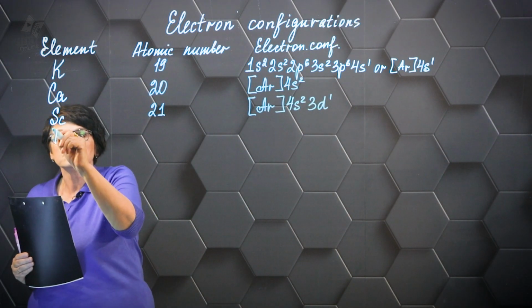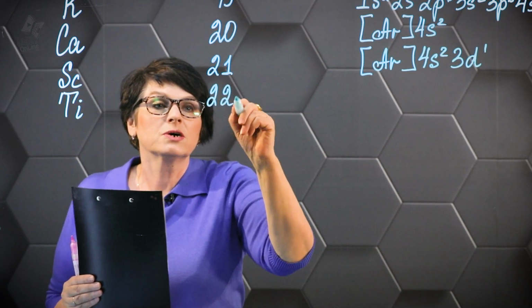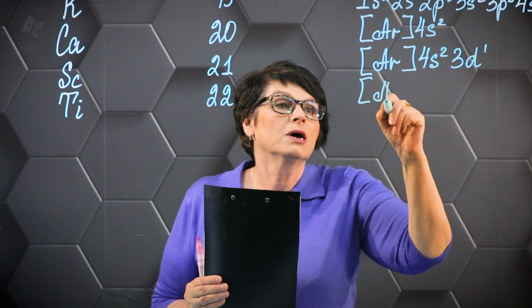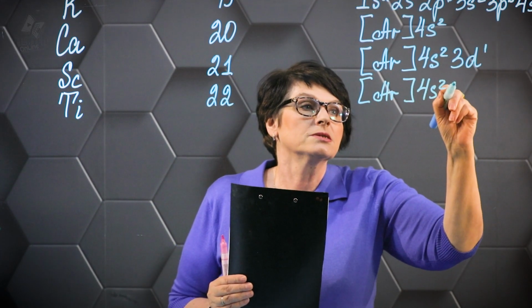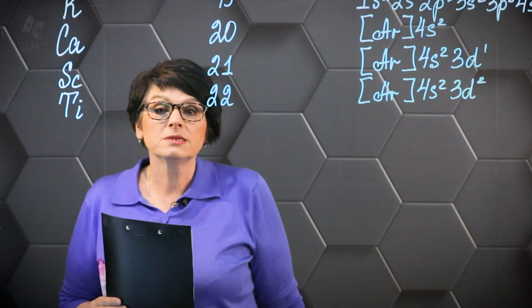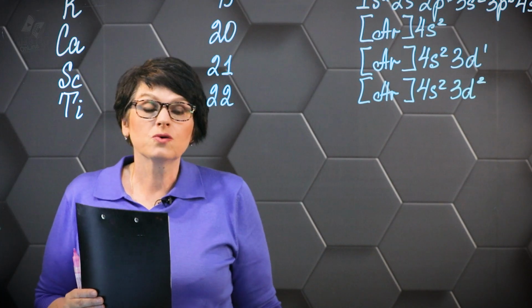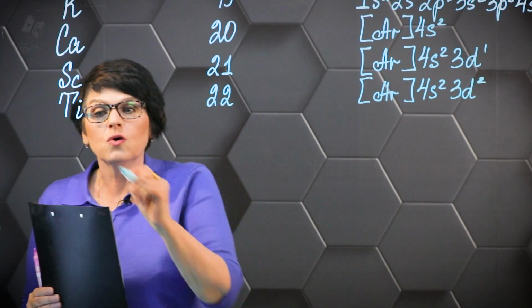Next to scandium is titanium. Titanium has the 22nd serial number. Its configuration will be like that of argon, and 4s2 3d2 are added. Then vanadium, which is located after titanium, will accordingly have 3d3 filled, but we will highlight the element chromium.